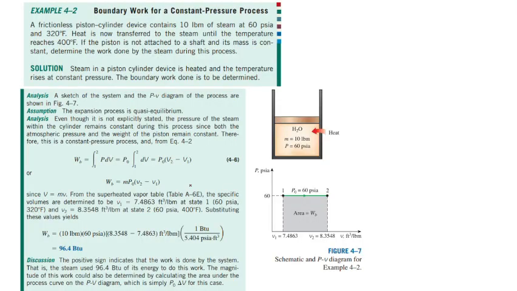The next question is, you have a frictionless piston cylinder device which contains 10 pound of steam. So mass is 10 pound, at 60 psi and the temperature is 320. Heat is transferred to the steam until the temperature reaches this T2. So this one was T1 and this is T2. If the piston is not attached to a shaft and its mass is constant, determine the work. Okay, you have to find the work.